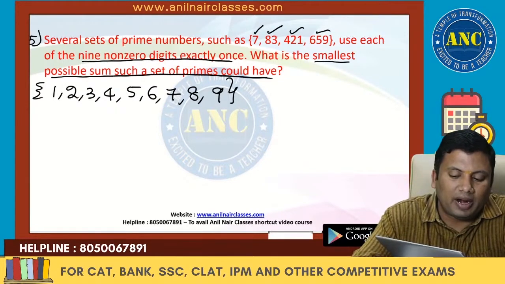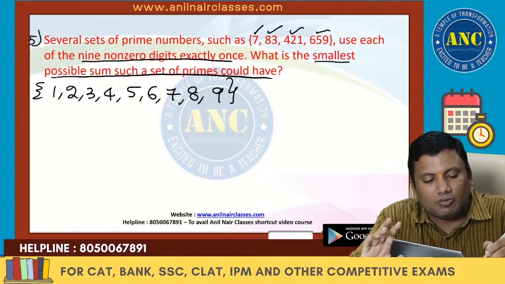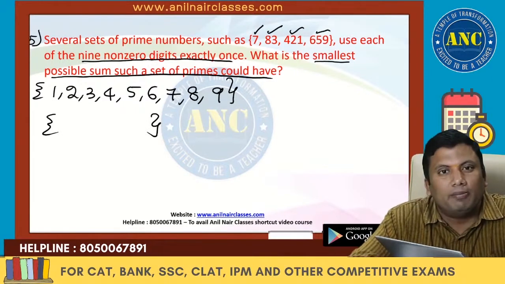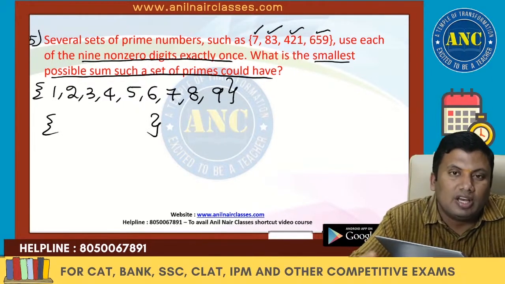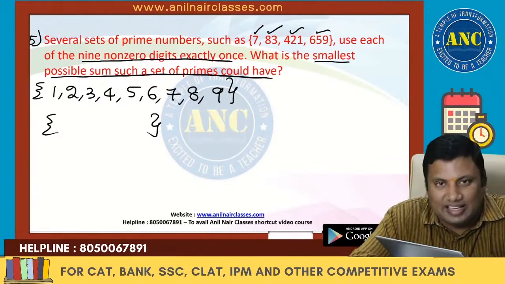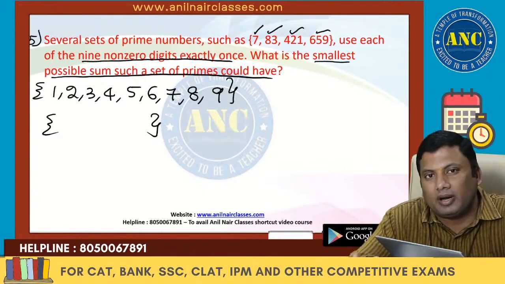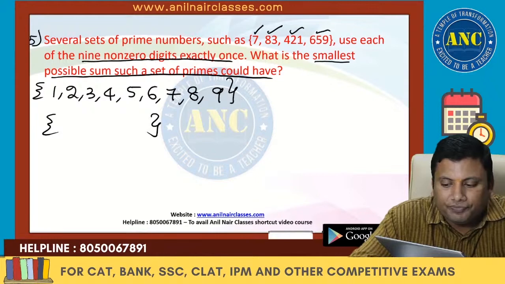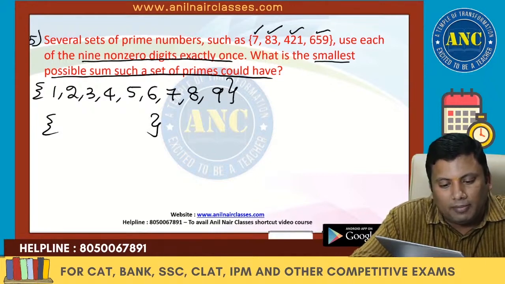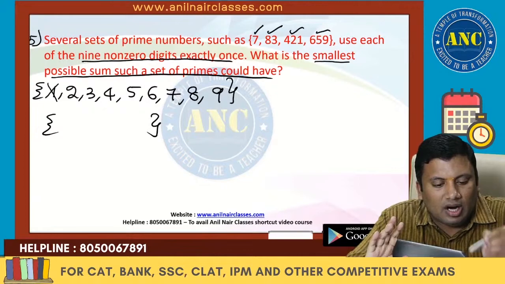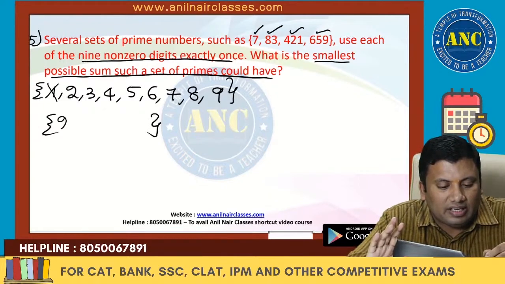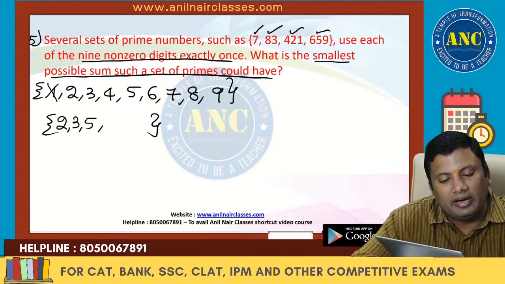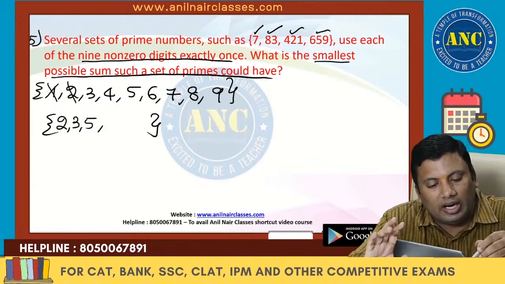Such a set of prime numbers can have a smallest sum. The elements' sum should be minimum, which means I should start with prime numbers which are single digits, then go to 2-digit numbers. I will not take larger prime numbers because the entire sum should be a minimum number. 1 is not prime, right? Now first I will take 2, 3 and 5, because every element in the set should be a prime number.